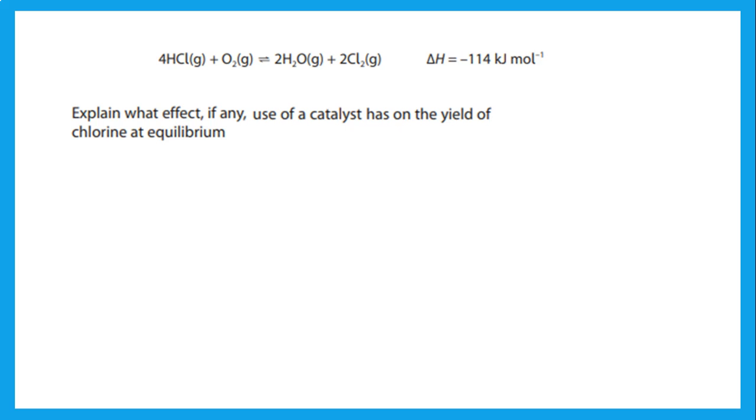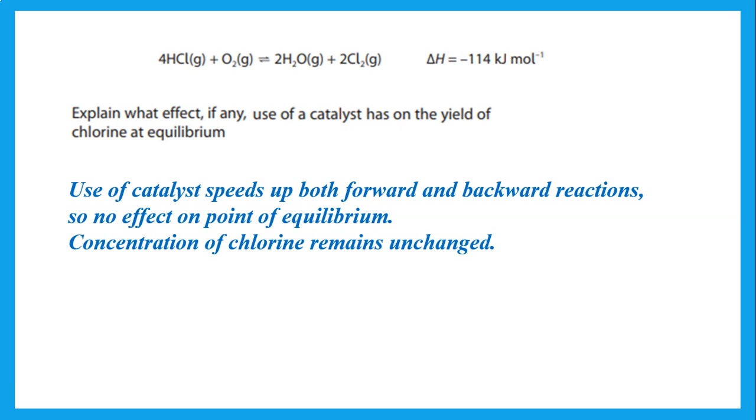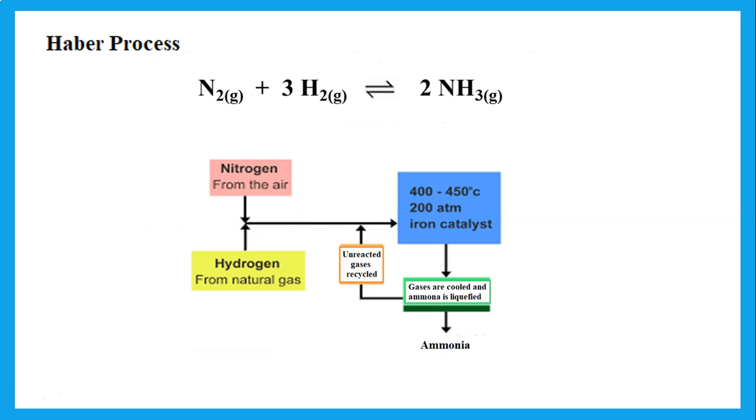Now, explain what effect the use of a catalyst has on the yield of chlorine. How will it increase the amount of chlorine, decrease the amount of chlorine? Remember, we said a catalyst speeds up both forward and backward reactions, so there is no effect on the point of equilibrium, so the concentration of chlorine that is obtained will remain the same. We're not forming more chlorine and we're not breaking up any chlorine. We're speeding up both forward and backward reaction.